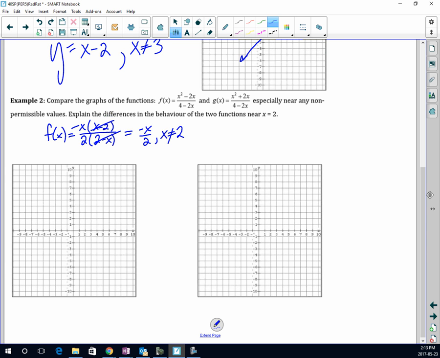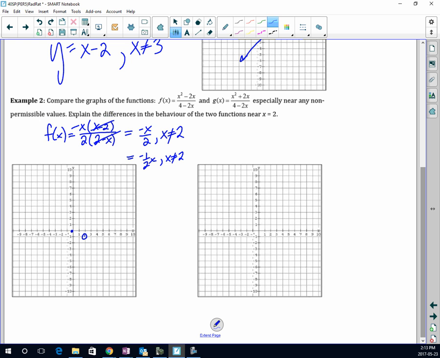F of x equals negative x over 2. What happens if I rewrote it like this? Negative 1/2 x. What is that? It's a line with the y-intercept at 0, right? And down 1 over 2, yes? Oh, except if I go down 1 over 2, I get into the whole range there, so I've got to put a little dot there.